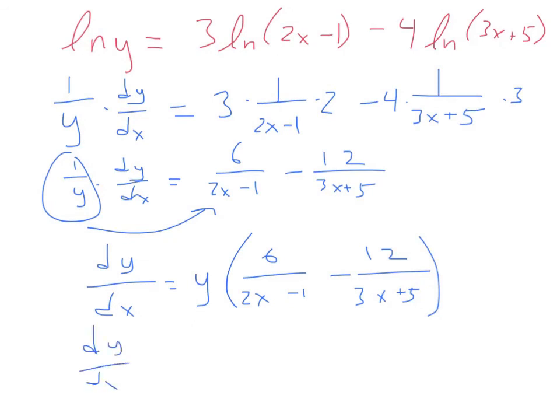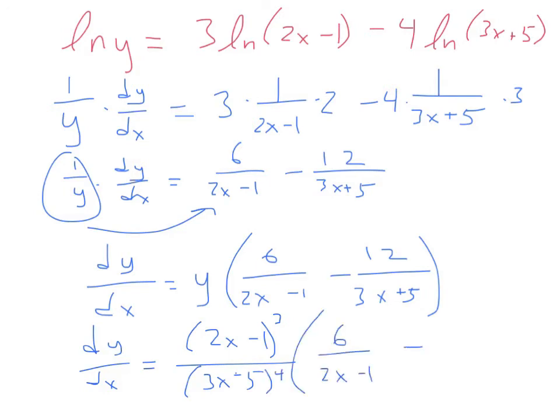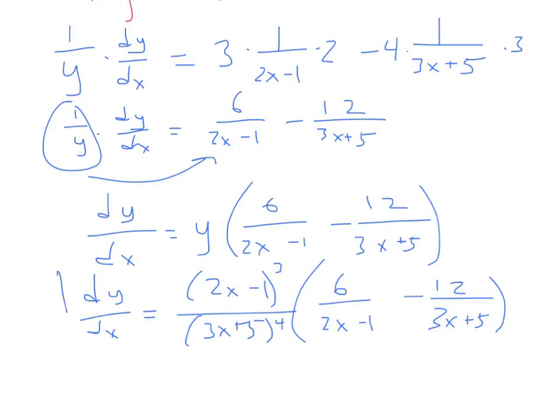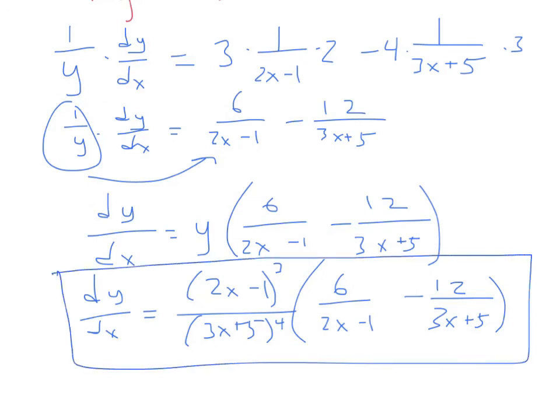So this is going to be dy dx equals 2x minus 1 cubed over 3x plus 5 to the 4th, and then times this stuff inside. We could get a common denominator here. Depending on the needs of the problem, you may decide to, you may decide not to. For now, I want to keep this video on the shorter side, so I'm going to stop there. Again, not a super nice answer, but I think it's good to know that we have the option of doing logarithmic differentiation when we're presented with a problem that's a little bit complicated.